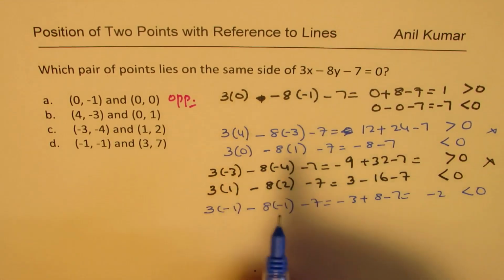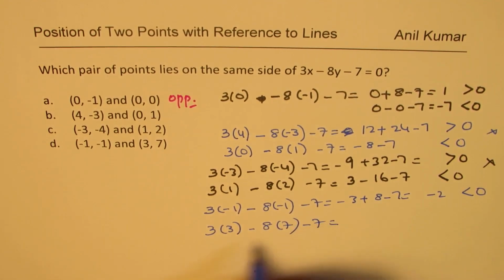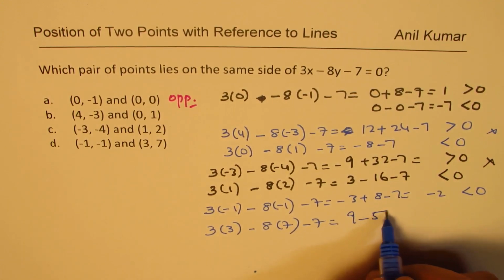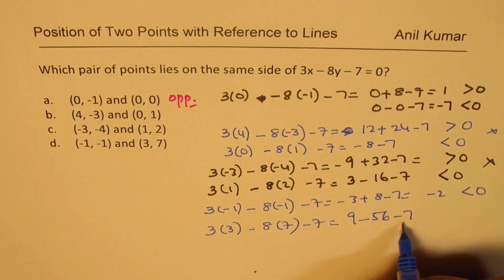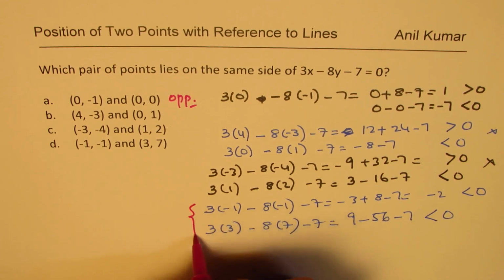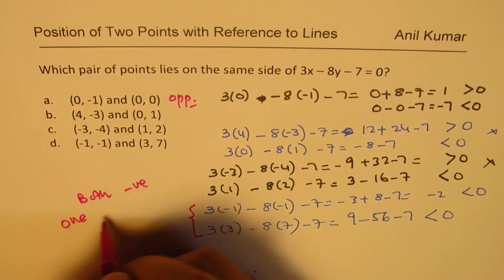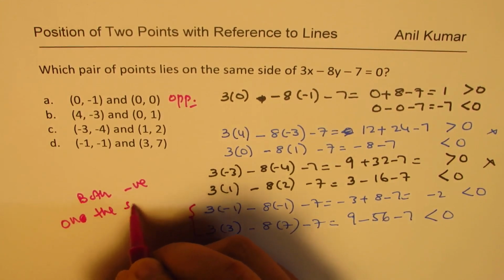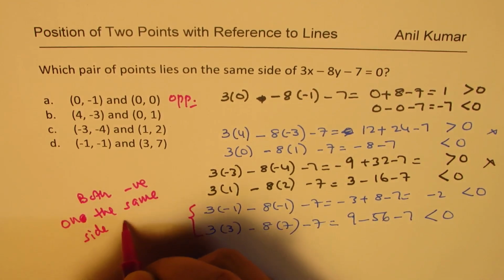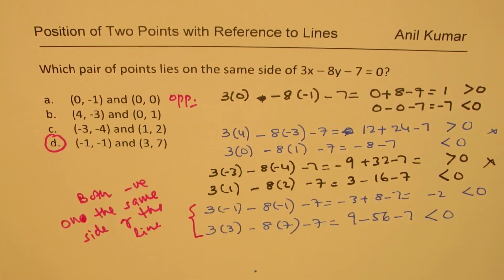Now let's substitute 3 and 7 in it. So when I substitute 3 and 7, what do I get? Okay, so we get 3 times 3 is 9, minus 56, and that is negative 7. So this definitely is negative, right, less than 0. So clearly both are negative, right? So both negative, right? So that means on the same side of the line. Is that clear to you? So that is how we are going to answer this question, and we get D as the correct option. Does make sense, right? So that's how we are going to answer these questions.